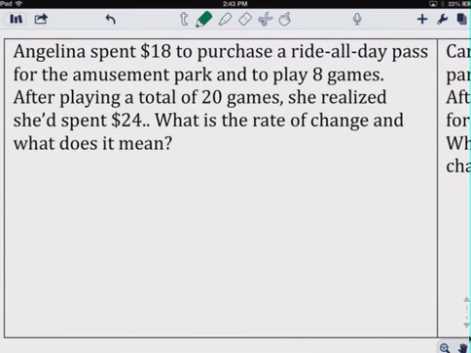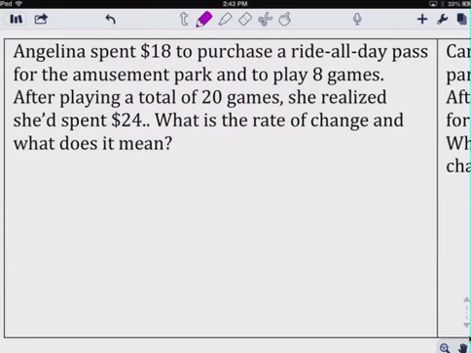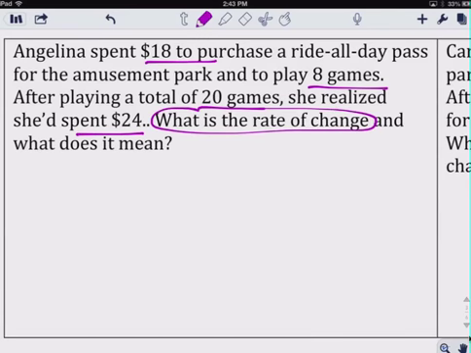Angelina spent $18 to purchase an all-day ride pass for the amusement park and to play 8 games. So after playing a total of 20 games, she realized she spent $24. What is the rate of change? Remember, rate of change is slope. We annotate. And what does it mean? So 2 answers here. Rate of change and what it means.